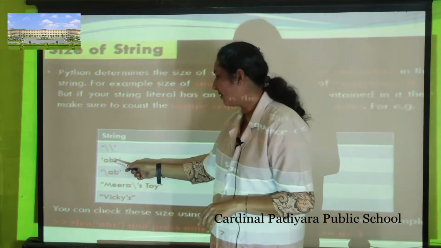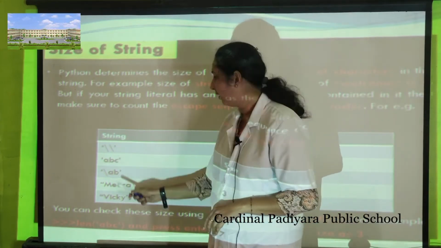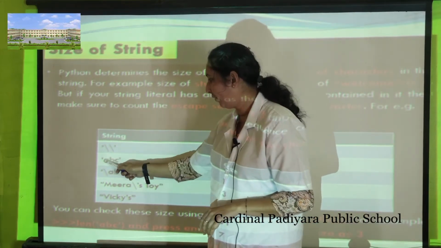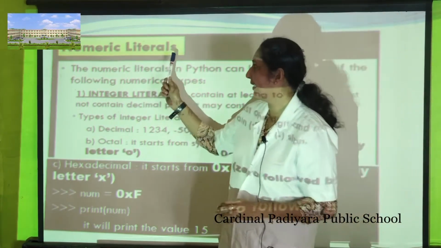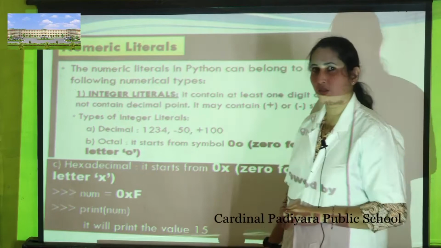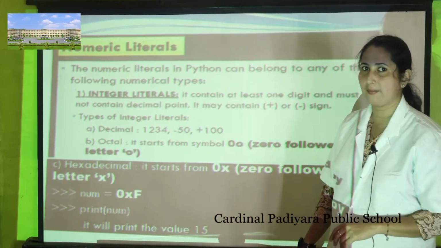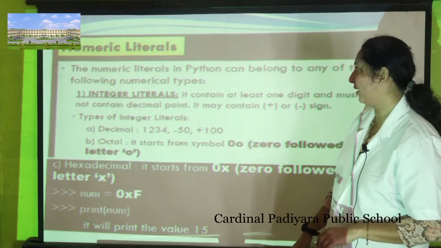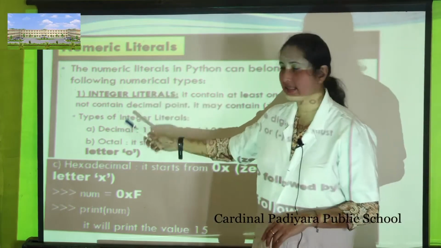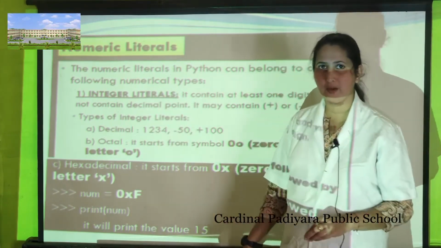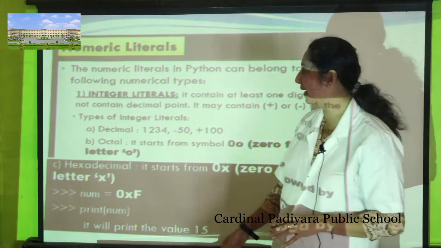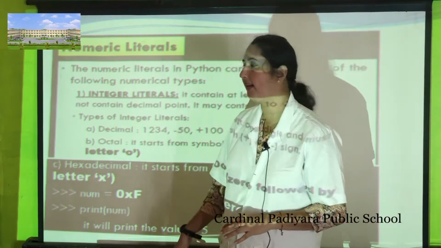Here A, B, C. How many counts are there? First 1. Next we can see numeric literals. Numeric literal means the number itself. First is integer literals. Integer literal means an integer's value. That is decimal value, octal value and hexadecimal values are termed as integer literals.